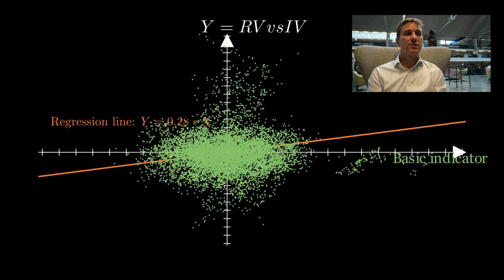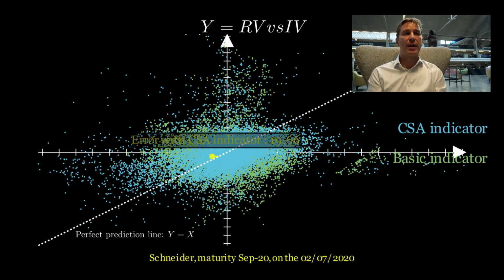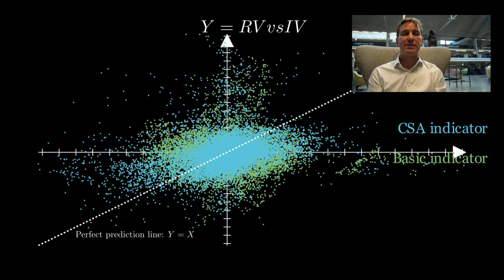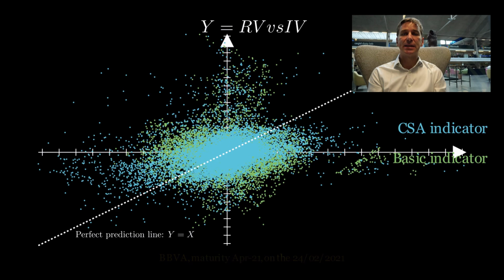The blue points, corresponding to the CSA indicator, form an elongated ellipse, showing the positive correlation between this indicator and the future P&L of the targeted strategy. No such thing for the basic indicator. In practice, this translates into a prediction that is much further off the mark with a basic indicator than with our CSA indicator.